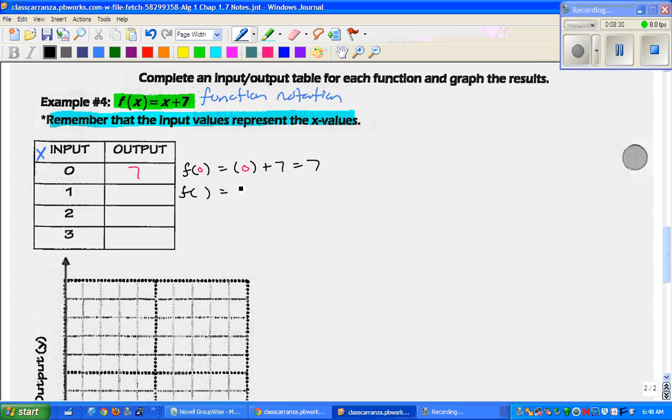We can go ahead and write the equation down each time, because we're using the same equation each time, and the only thing we're changing is what number we're plugging in. For this one right here, 1 plus 7 is 8, 2 plus 7 is 9, and 3 plus 7 is 10. And the number that we're getting out, that is the output.